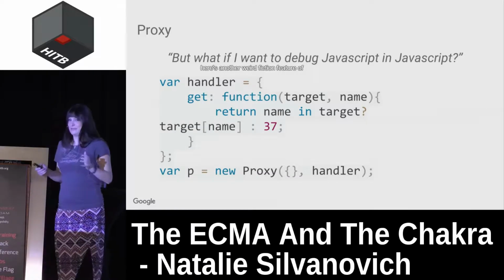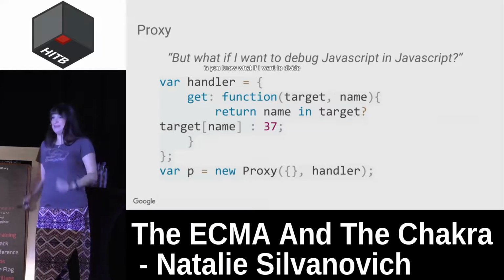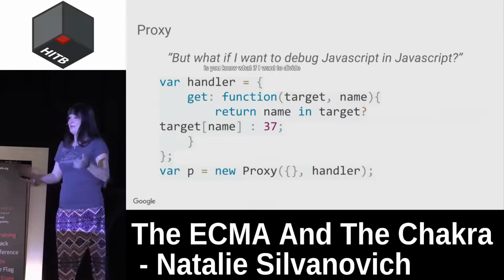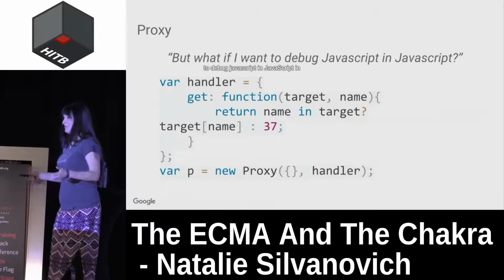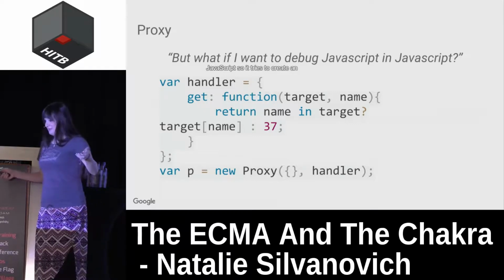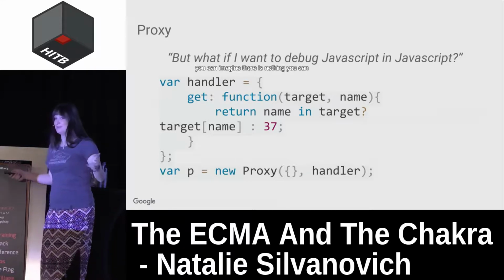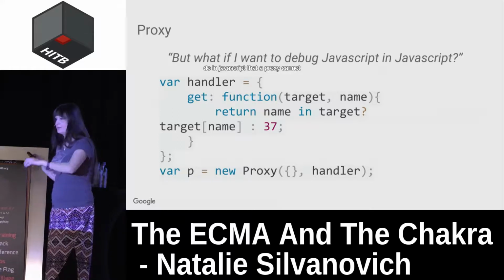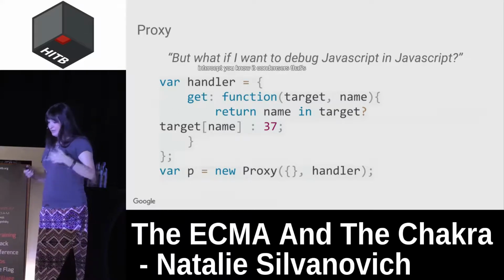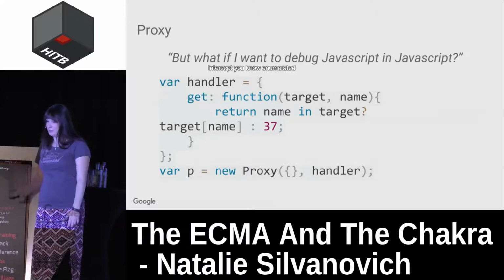So here's another weird feature of JavaScript, the proxy. And the idea here is, what if I want to debug JavaScript in JavaScript? What if I want to debug JavaScript in JavaScript in JavaScript? So it tries to create an interceptor for absolutely everything you can imagine. There is nothing you can do in JavaScript that a proxy cannot intercept. It can intercept get, it can intercept set, it can intercept enumerating, really anything.